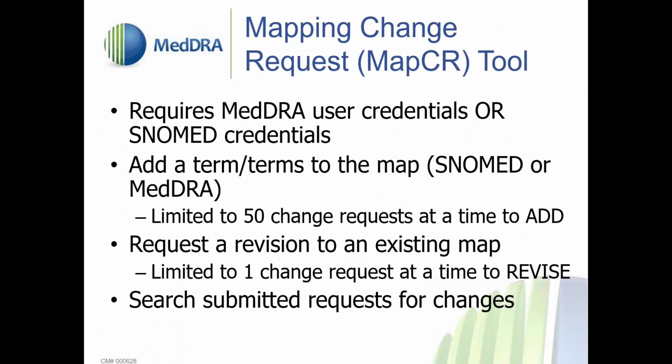When you request a revision to an existing map, this is a one-for-one, so you have to have one change request at a time because you do have to provide us with your rationale for why that specific term requires a revision. The other nice function in MapCR is the ability to search other requests that have been submitted. And this might enable you to understand if a term that you're requesting has been requested before, and you might be able to see rationale around why it may not have been accepted previously.